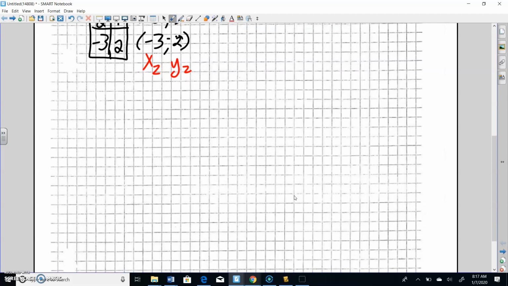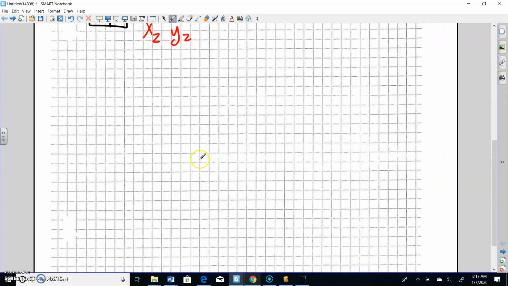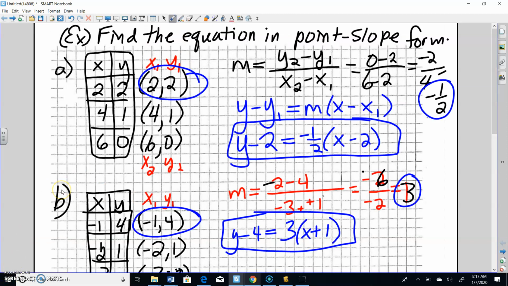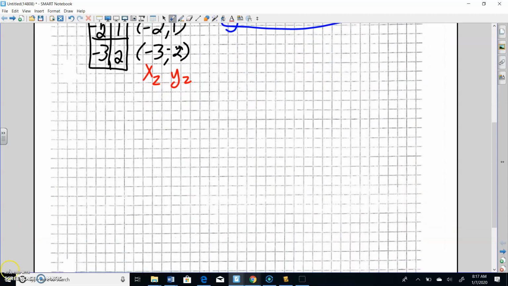So draw yourself an XY coordinate right here. We're going to do 2 or 3 of these. And you do have a back sheet, so don't worry about making it too big. But let's draw an XY coordinate. This is going to be example C.